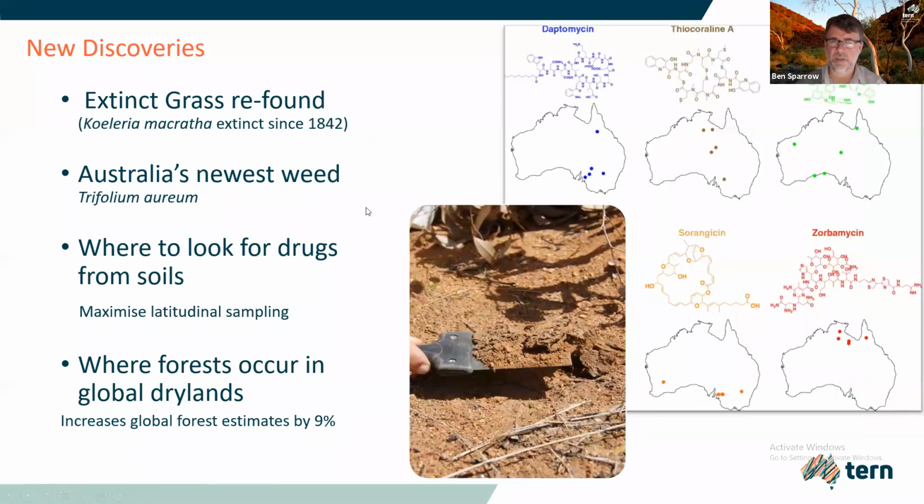A program was done looking at our soil metagenomic samples, and its aim was to look at secondary metabolites, those genetic components that are most likely to lead to drug discovery. The outcome of that project suggested that if you want to maximize your ability to take samples that have relevance to drug discovery, you would maximize your latitudinal sampling.